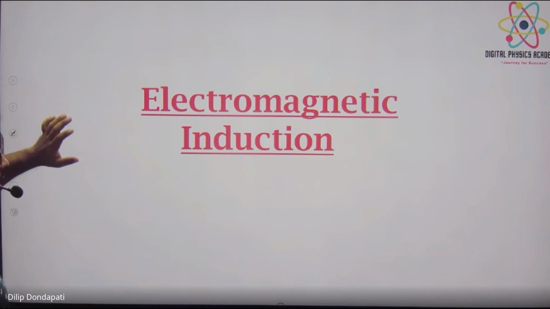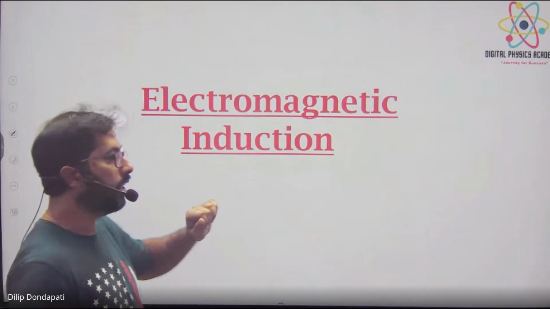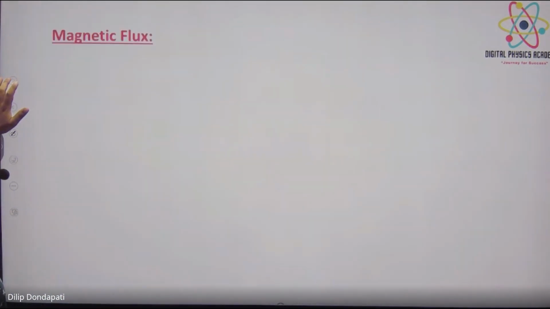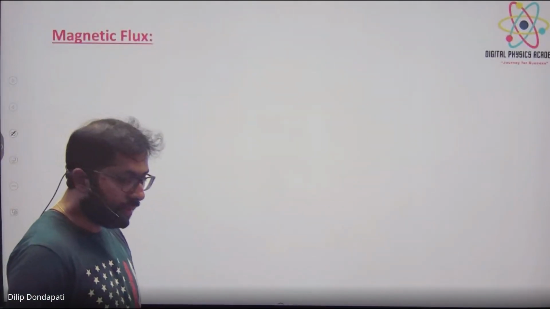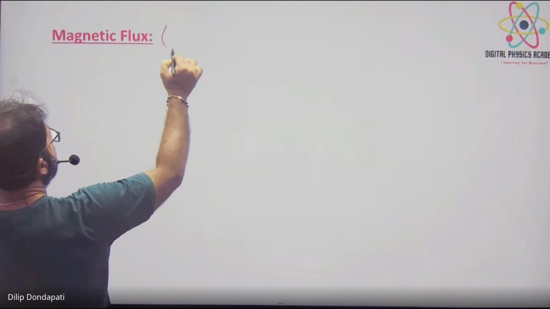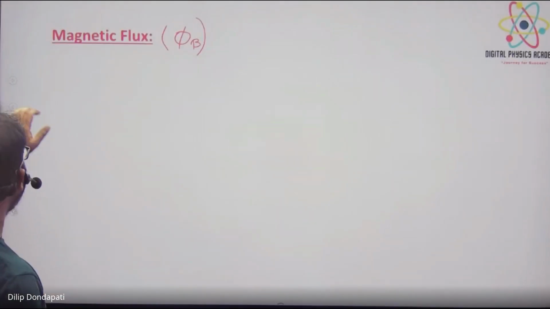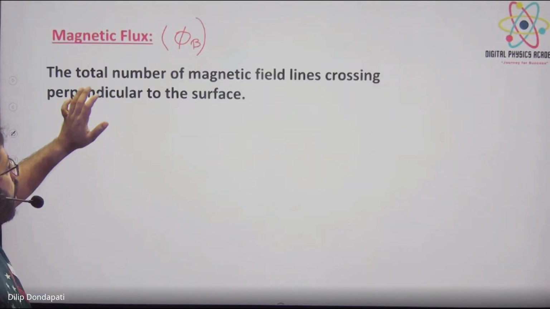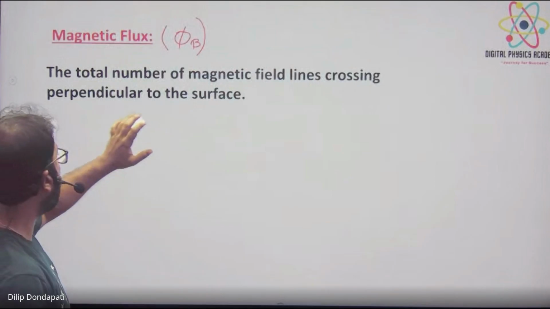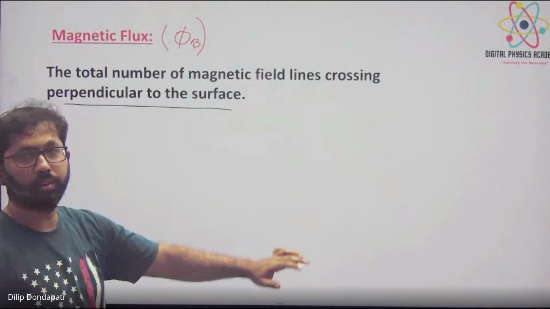So to understand Faraday's laws, we are studying basically about magnetic flux. We have to learn about flux. Magnetic flux we represent as phi B. This is the magnetic flux. What is the meaning of magnetic flux? It is the total number of magnetic field lines crossing perpendicular to the surface.